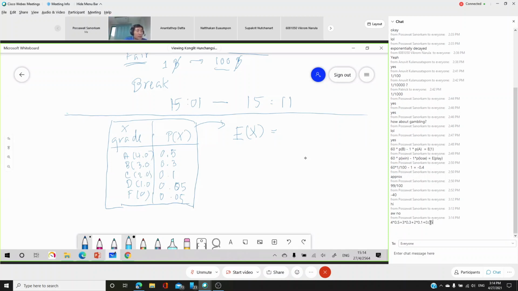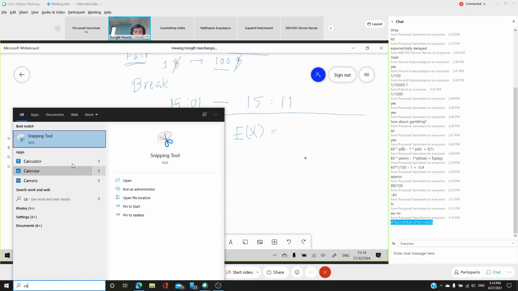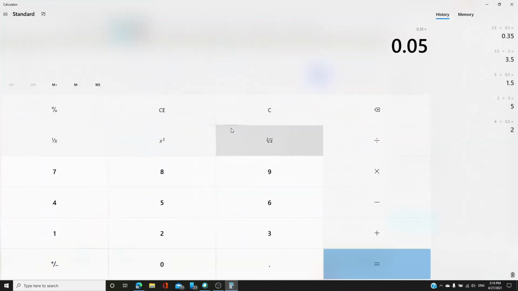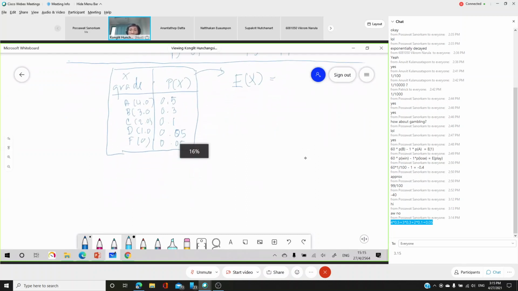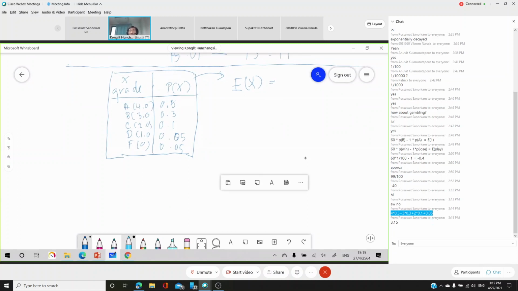Yes, okay, so now you understand the formula. Thank you. So you multiply the number by the probabilities and you add them up. 4 multiplied by 0.5, 3 multiplied by 0.3, 2 by 0.1, and 1 by 0.05. Yes, thank you. Okay, so that's probabilities. Now let's come back to our communications.